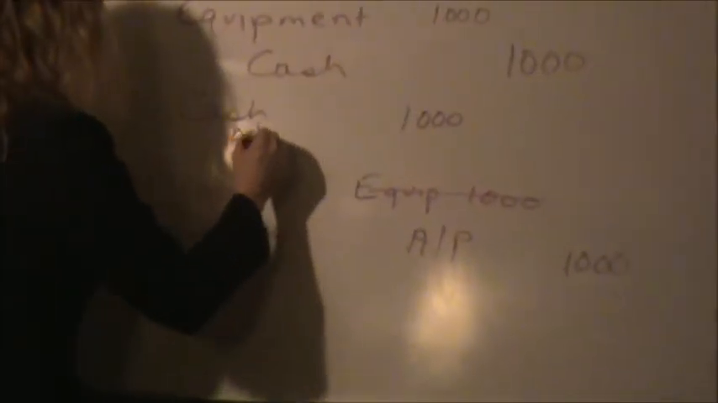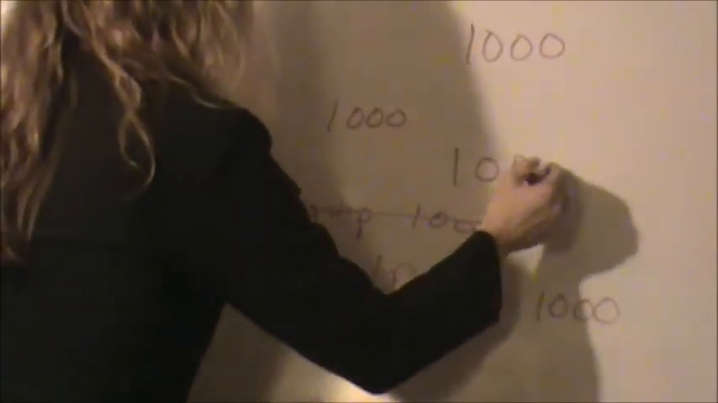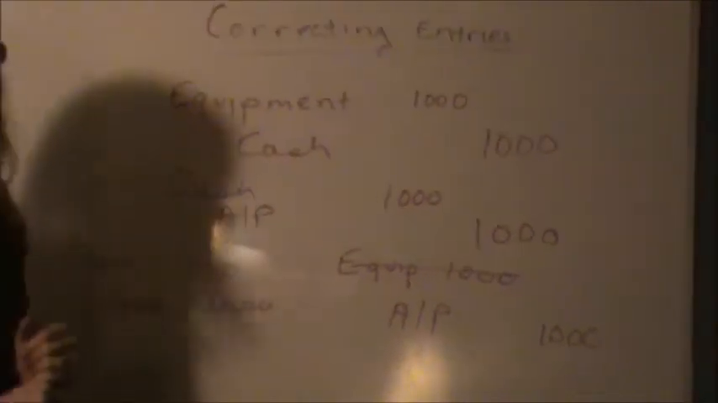And that would take care of our mistake with cash. And then we could go ahead and credit accounts payable. And now the entry is correct. We've gone ahead and taken care of it. So that's basically how correcting entries work.